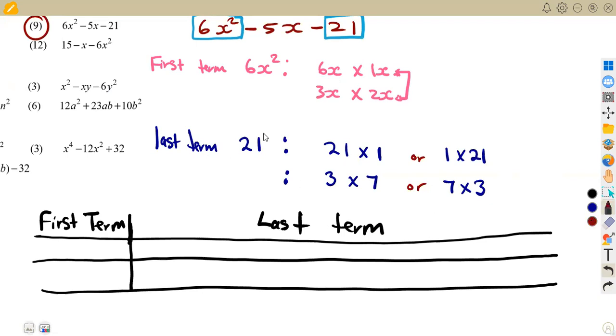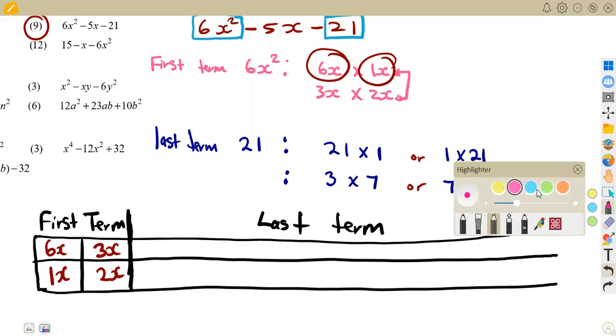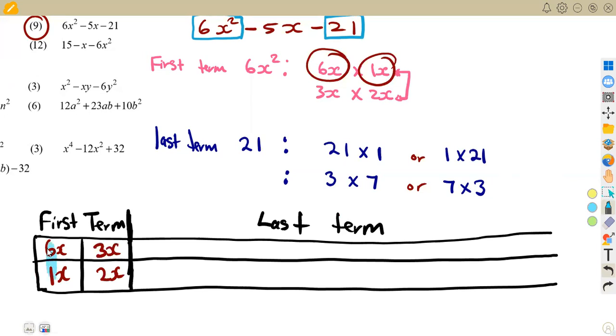Okay, so on the first term, there are only 2 things that you can consider: 6x versus what? Versus 1x. So you're gonna have 6x versus 1x. And then, like I said, 1x is same as what? Is same as 1. Okay, and 3x versus what? 3x versus 2x. So you're gonna have here 3x versus 2x like this. Okay, so this is what you're going to have on your first term. This is our first part here. Let me just highlight it so that we do not confuse with the last part. So these are our first terms, this one that you're going to consider.